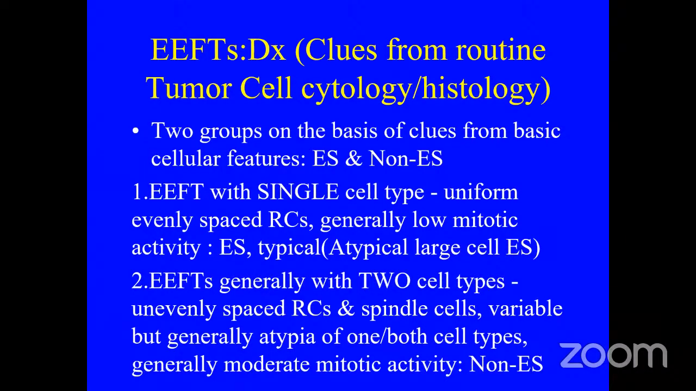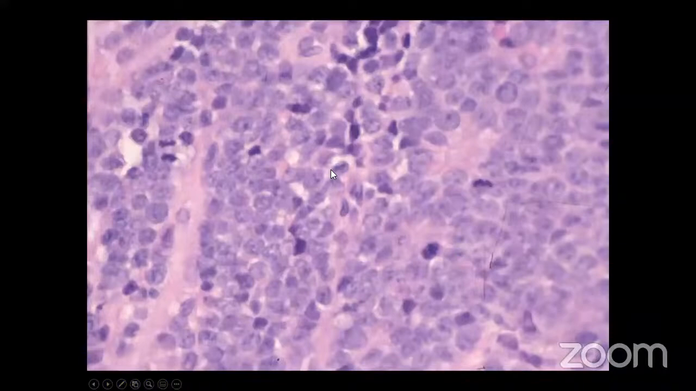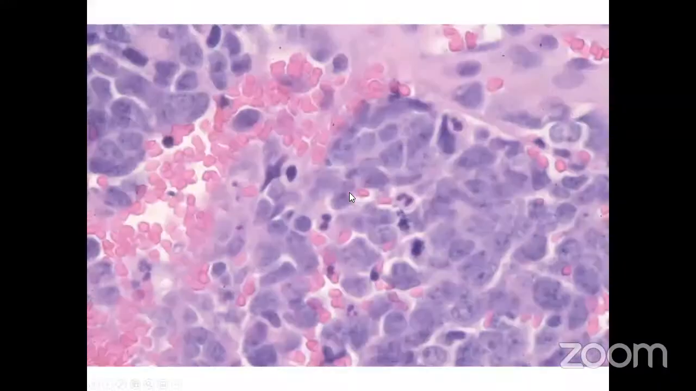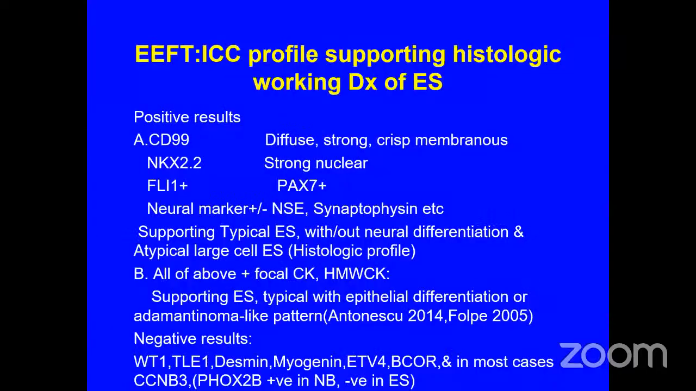The first group is Ewing sarcoma, and the second group is non-Ewing sarcoma. So let's start with Ewing sarcoma, both typical and atypical large cell Ewing sarcoma. This is the histologic picture of a typical Ewing sarcoma. This is the histologic picture of atypical Ewing sarcoma. We won't go into the details of all these pictures right now because we have already done that in part A. And in the interest of saving time, I will just quickly project these pictures for you without saying anything about the details. Now, let's start with the ICC profile of Ewing sarcoma.